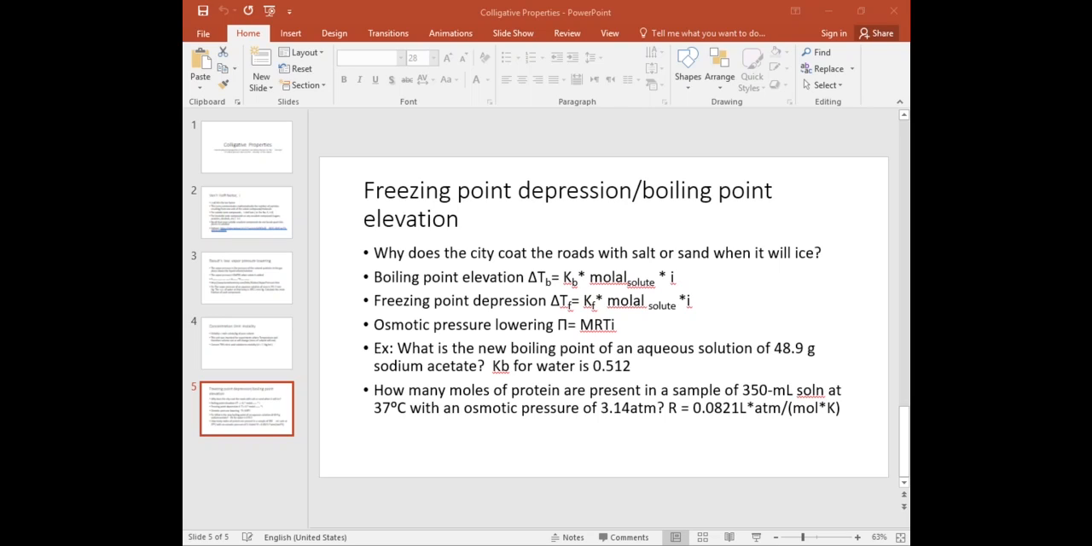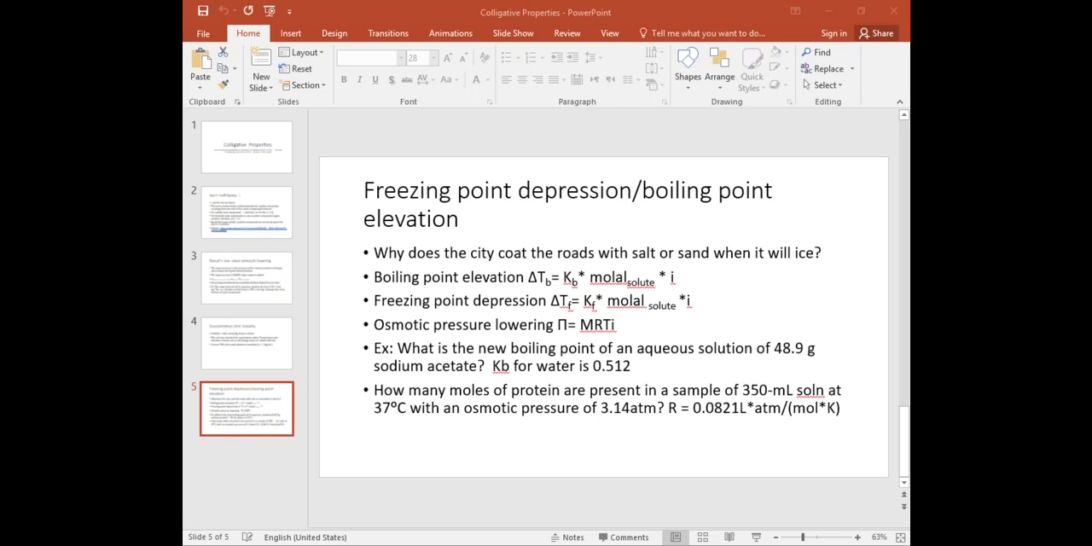All right, so freezing point's very similar, only we have F for freezing instead of B for boiling. And the same thing, you have to actually subtract because this is depression.